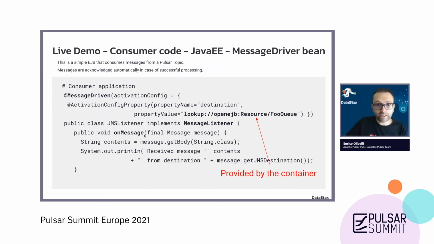On the consumer side, we are using a message-driven bean. So the code is very simple. You just have to provide your callback. You have to provide the name of the destination, and the system administrator will provide a binding between the logical name of the queue and the physical queue.